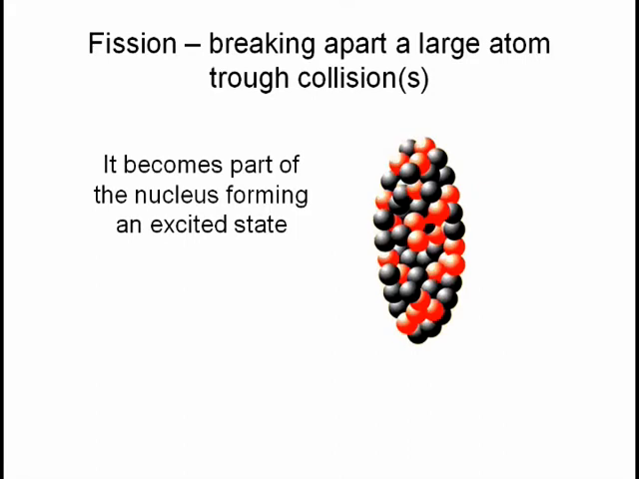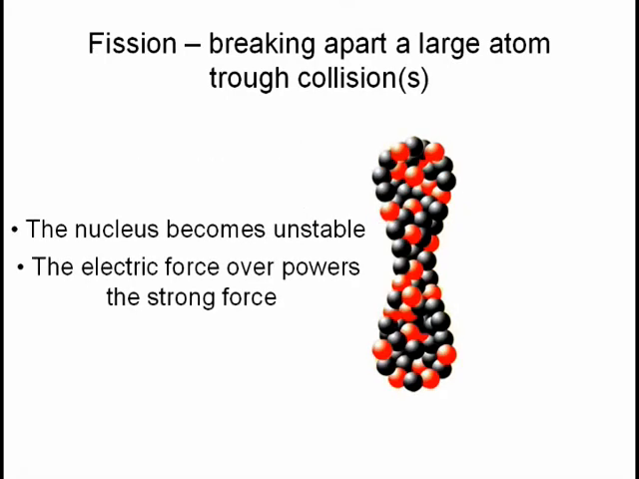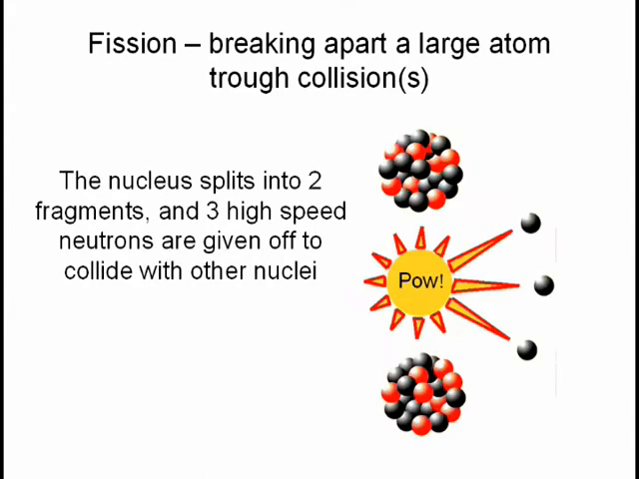Now this nucleus is so large, it's kind of unstable to begin with, and this little extra energy from the neutron is the little kick that it needs to help break apart. The nucleus becomes more unstable because the protons are trying to repel each other, and the strong force is having trouble holding it all together because the nucleus is so large. The electric force then overpowers the strong force and the atom busts apart. It turns into 2 new atoms and we get 3 neutrons that are given off.